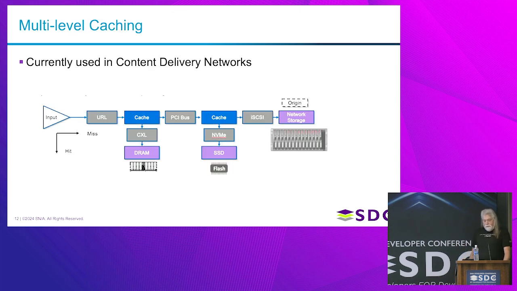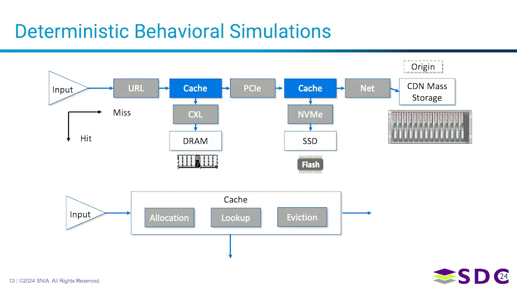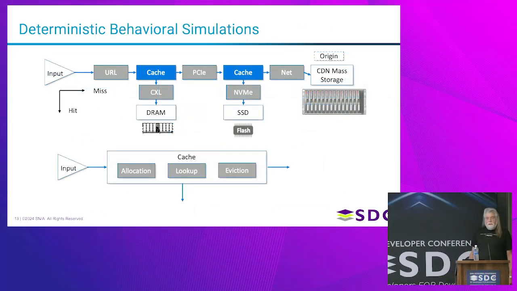And for content delivery networks, these are typically multi-tier caches. Lots of times there would be a DRAM component of the cache and an SSD component of the cache. And there might even be more tiers than that, but just for a simple case, we'll go for 2 tiers here. And as I said, if you dig down into the cache, you typically end up with very separate algorithms for allocation, lookup, and eviction in that cache.